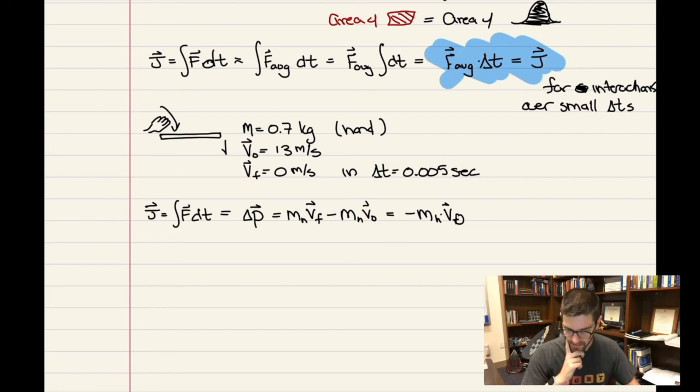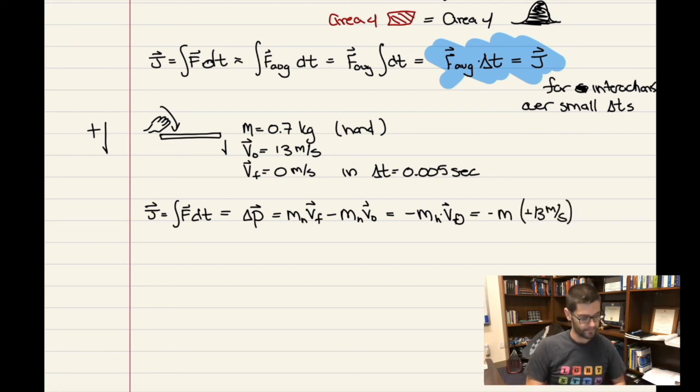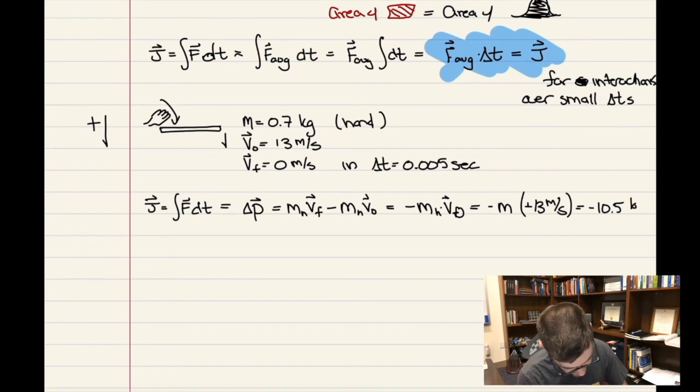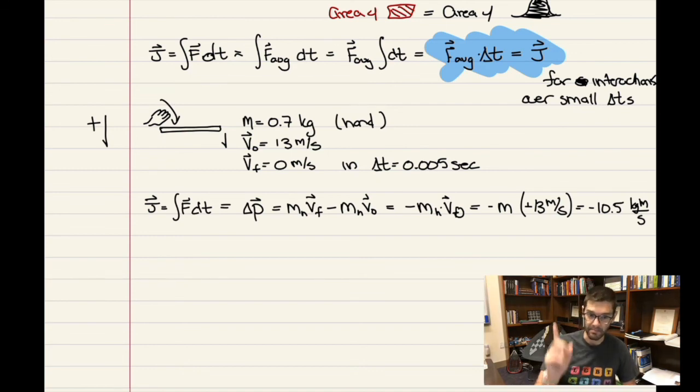So now I have to be careful about my signs. Let's say down is positive. If down is positive, then the velocity of the hand is plus 13 meters per second in that case. This ends up being a number that is negative 10.5 kilograms meters per second. Negative means it points up, because I said that down was positive.